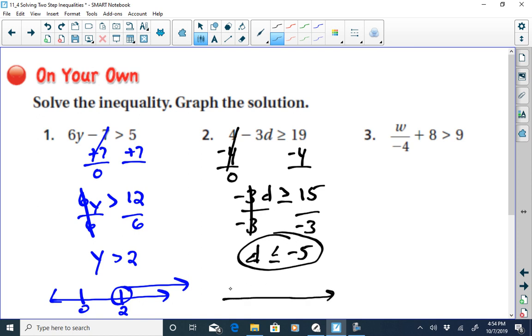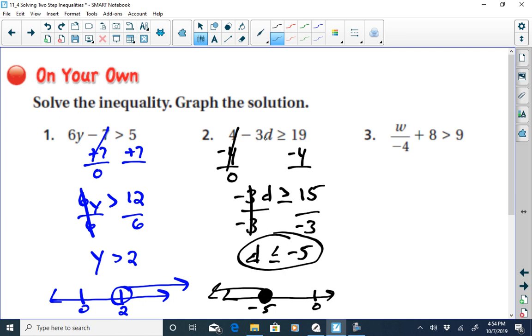So first I go to my graph. Here's 0. Negative 5 is to the right of 0. Closed circle, and your solutions go to the left. All right, so let's check something in the solution set. Let's try, I don't know, negative 10.